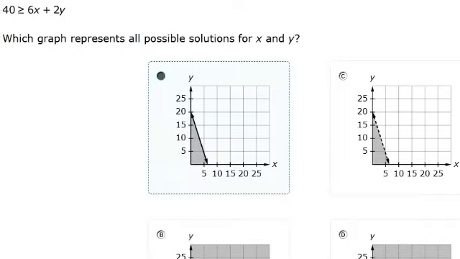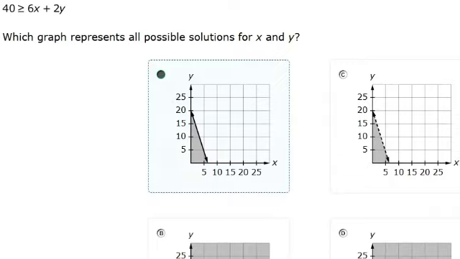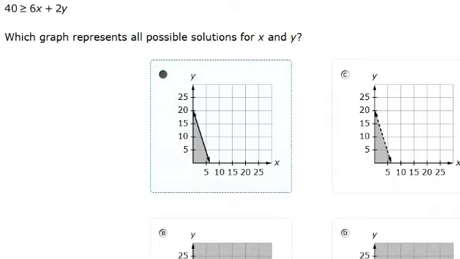So write this point. 40 greater than or equal to 6x plus 2y means 6x plus 2y is less than or equal to 40. Okay. So in the brackets you can write it's a perspective from the variables. That is why it is not option B. It is option A.